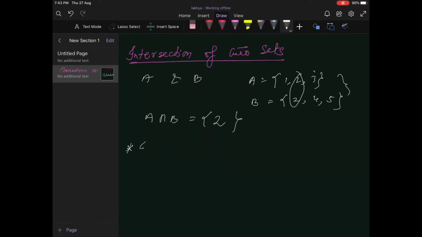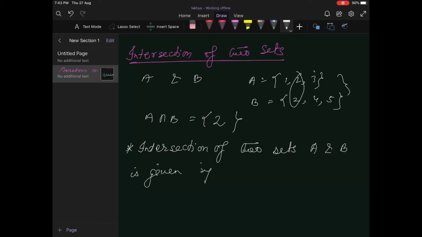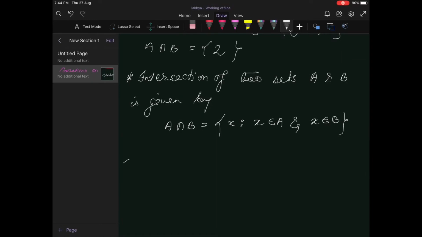So we can write the intersection of two sets A and B is given by A intersection B equal to the set of X such that X belongs to A and X belongs to B. So X must be present in both A and B.